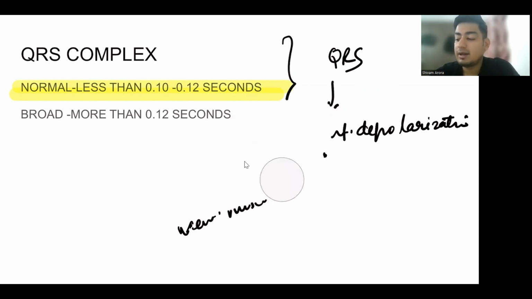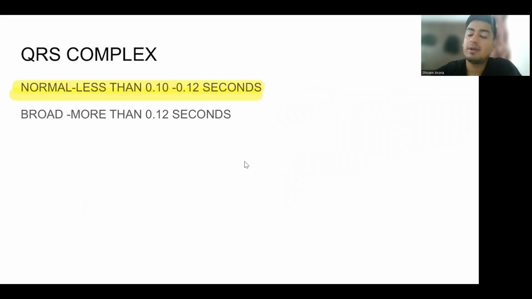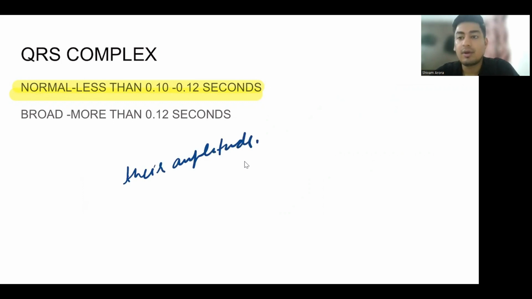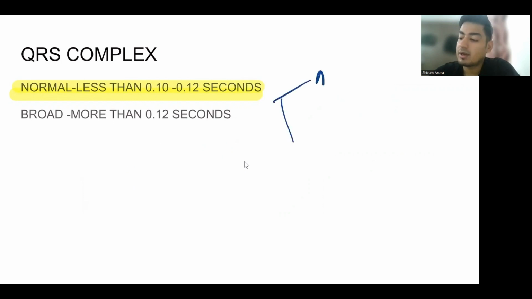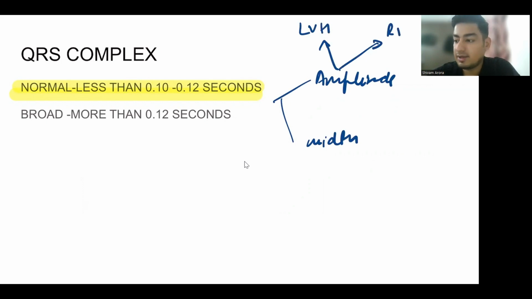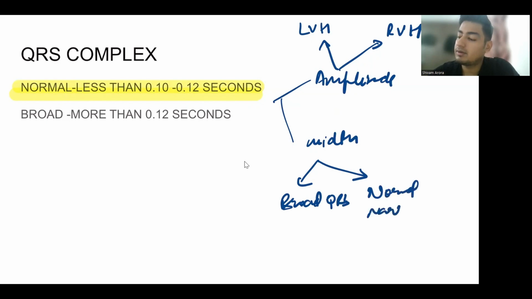Another thing to look at in the QRS complex is its amplitude, because whenever there is any hypertrophy in any segment of the heart, like left ventricular hypertrophy or right ventricular hypertrophy, the amplitude changes. So for QRS, we have to look at amplitude and width. With amplitude, we'll come to know about hypertrophy like LVH and RVH. With width, we'll come to know about broad QRS or normal and narrow QRS.